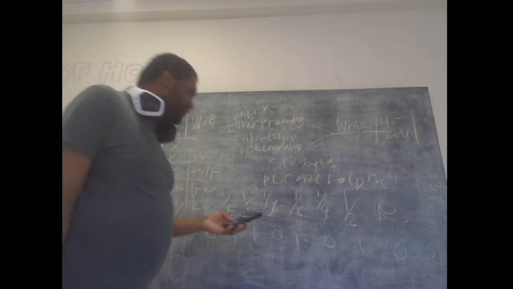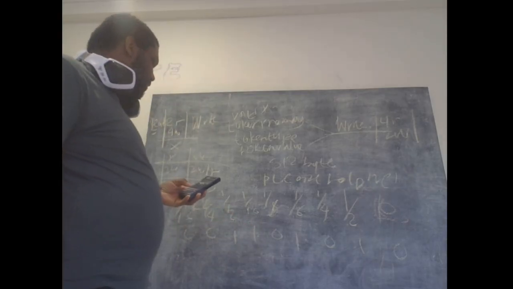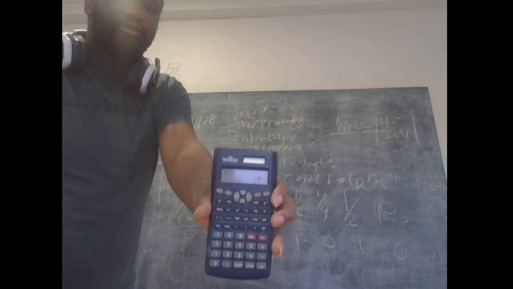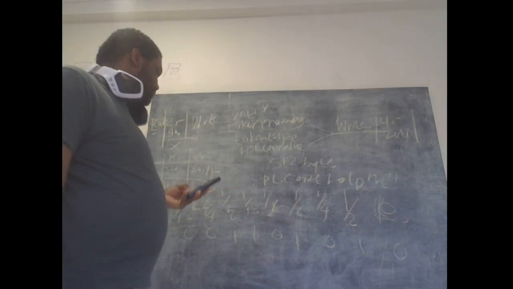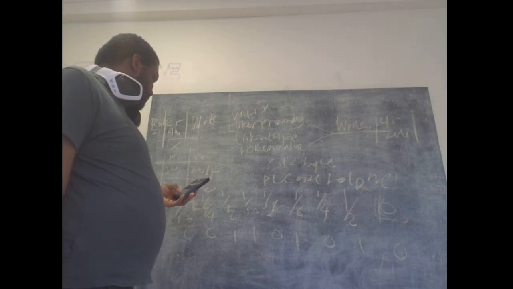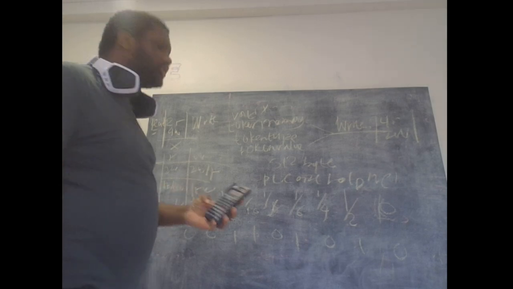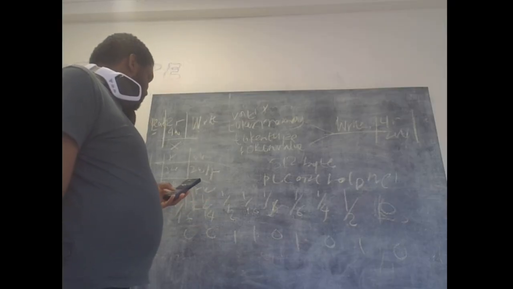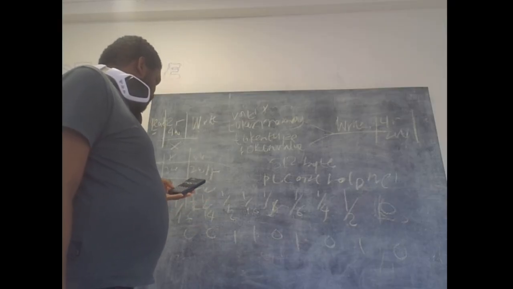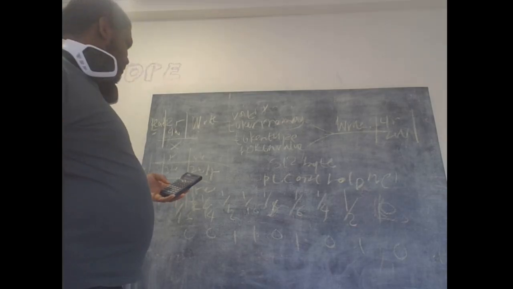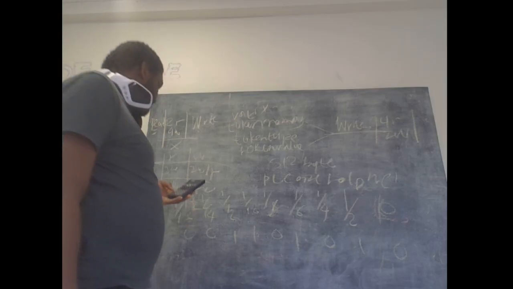So 1/2 would be 1 divided by 2, which is 0.5. So 0.5 plus 1 divided by 6, which would be 0.7, plus 1 divided by 10.